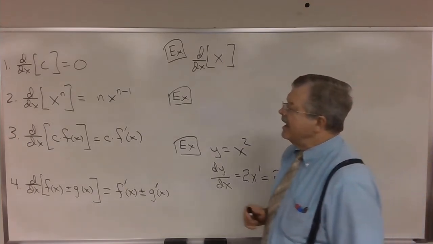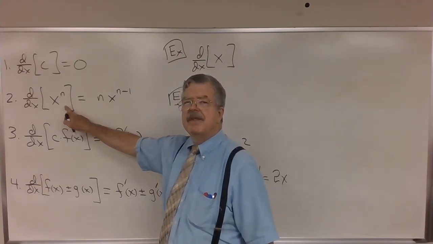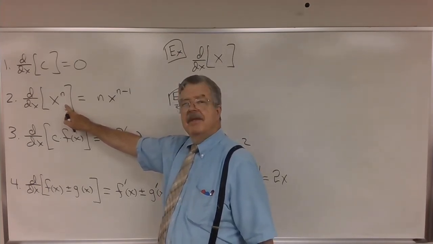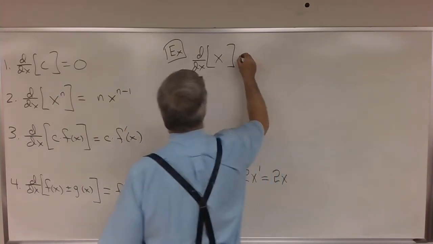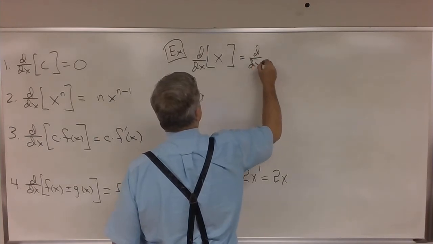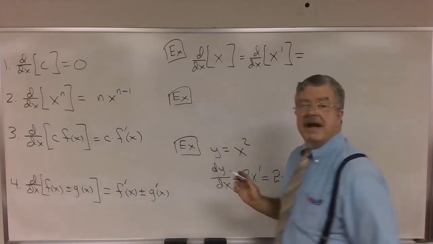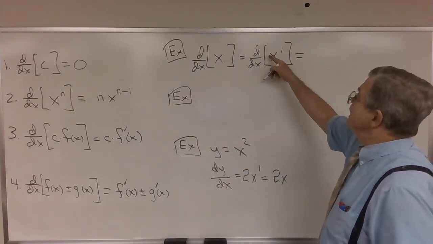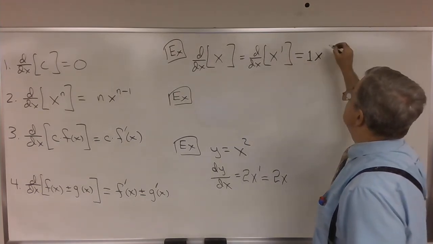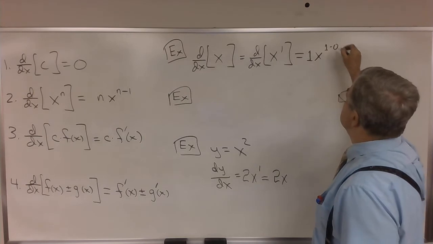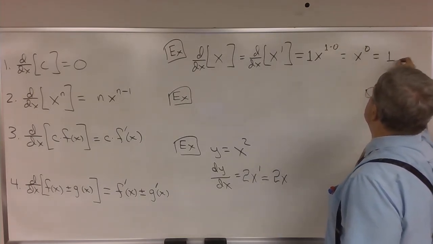Well, let's see. I could use the power rule property if I had it written as x to a power, right? So this is really the derivative of x to the first. And it is a power rule problem. Bring the exponent down front as a multiplier, then subtract 1 from the exponent. And we get 1.